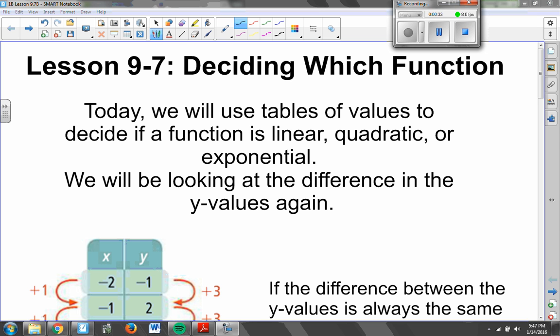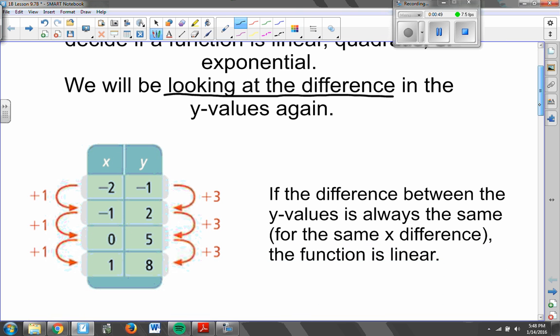Okay. Now, the easiest one to tell is linear. And in order to decide, we will again look at the differences in the y values. How much are those changing? In this first example, as you can see, if I add 1 to the x, I add 3 to the y. Negative 1 up to 2 is add 3, 2 up to 5 is add 3, 5 up to 8 is add 3. And I'm adding 1 over there the whole time.